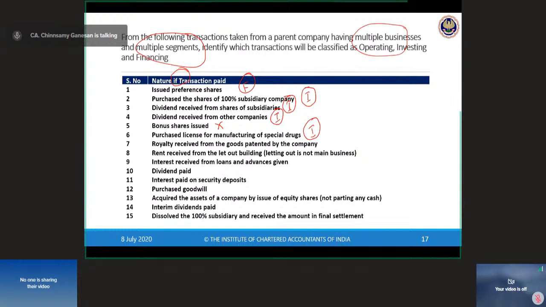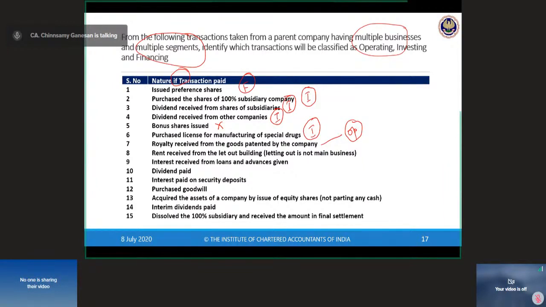Royalty received from goods patented by the company. I have technical know-how, which I have given for use by others, for which I am collecting royalty. This relates to my operating activity, because it is other income arising from the core business itself. Rent received from the let out building: letting is not the main business.